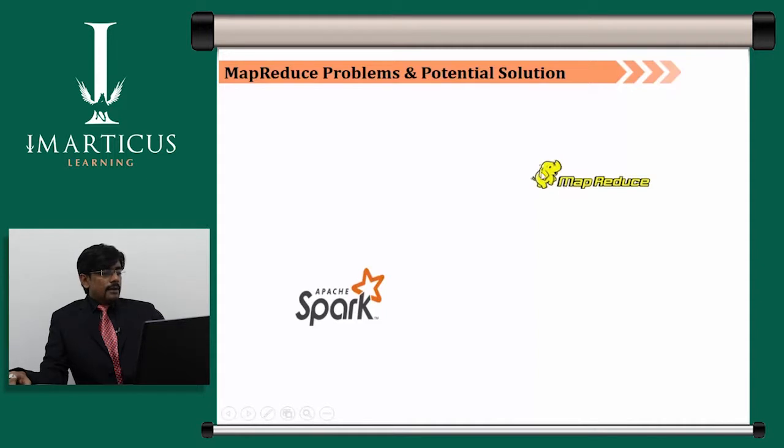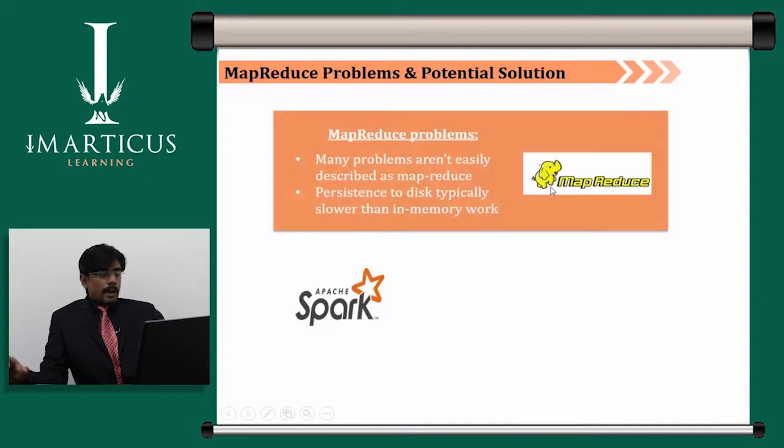So earlier we had MapReduce, and what are the MapReduce problems? In the MapReduce model you cannot define certain problems. That means the MapReduce model is not fit for some of the essential analytical techniques where you could apply those models and get the desired results. Also, disk persistence is typically slower than in-memory work. That means once we have the data, we have to store it in our regular storage, and when you try to fetch the data from that storage, it tends to become slower.